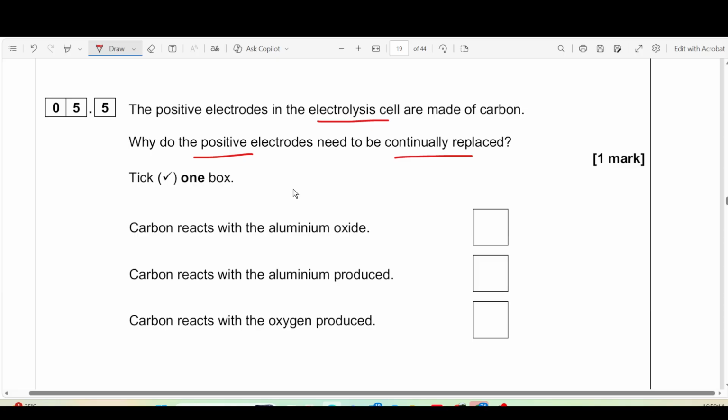During electrolysis of aluminum oxide, oxygen gas is formed at the positive electrode, which is called the anode. Because these electrodes are made up of carbon and the process occurs at very high temperature, the oxygen reacts with carbon to form carbon dioxide. Carbon and oxygen combine and make carbon dioxide. So this causes the carbon anodes to gradually burn away, which is why they must be replaced. So the option is this: carbon reacts with the oxygen produced.